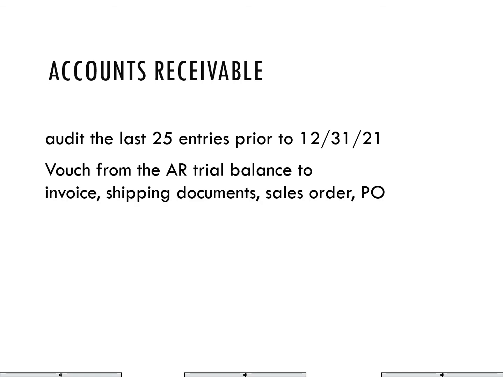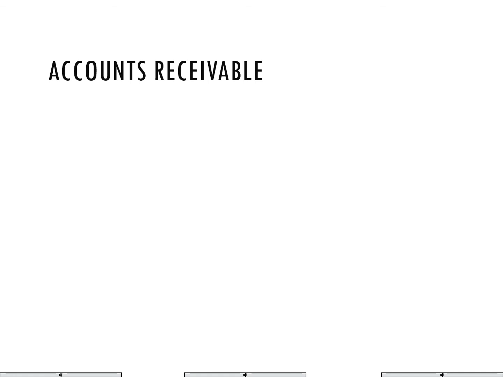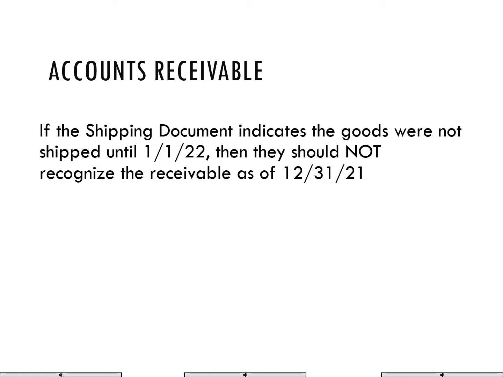We're going to vouch from the accounts receivable trial balance to the supporting invoice, shipping document, sales order, and purchase order, just like we did for sales and vouch and trace. If the shipping document indicates the goods were actually shipped in December, then we have evidence that they can recognize the revenue and the receivable because they have satisfied the performance obligation. If the shipping document indicates the goods were not shipped until January, then they should not have recognized the receivable or the revenue in 2021.